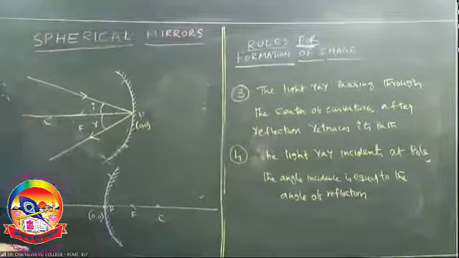How to identify whether it is real image or virtual image? If the image is formed due to the convergent rays, then it is real image. If the image is formed due to the divergent rays, then the image is a virtual image. The real images can be caught on the screen, where they are going to intersect after reflection. At that point, if we keep the screen, we will get the image. But virtual images cannot be caught on the screen.